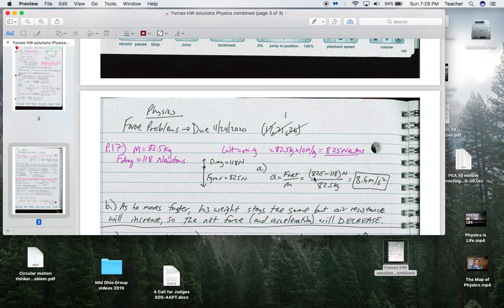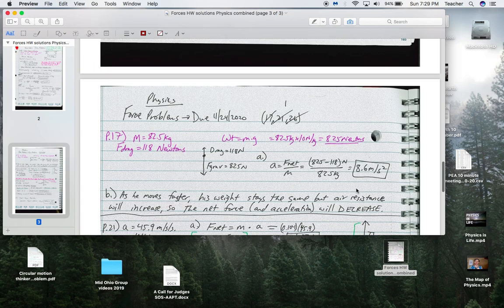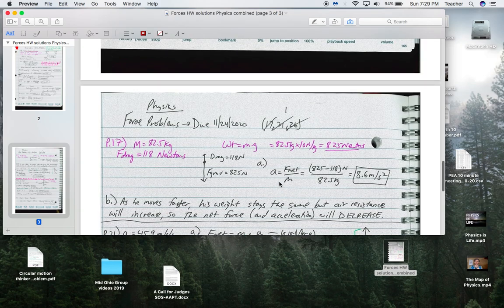The net force is 825 minus 118, all that over the mass, so that gives me 8.6 meters per second squared. And normally gravity would accelerate you at around 10 meters per second squared. So as Darren moves faster and faster, his weight would stay the same, so the gravitational force stays the same. But as you're moving faster through the air, resistance would increase, so therefore the net force and acceleration would decrease.